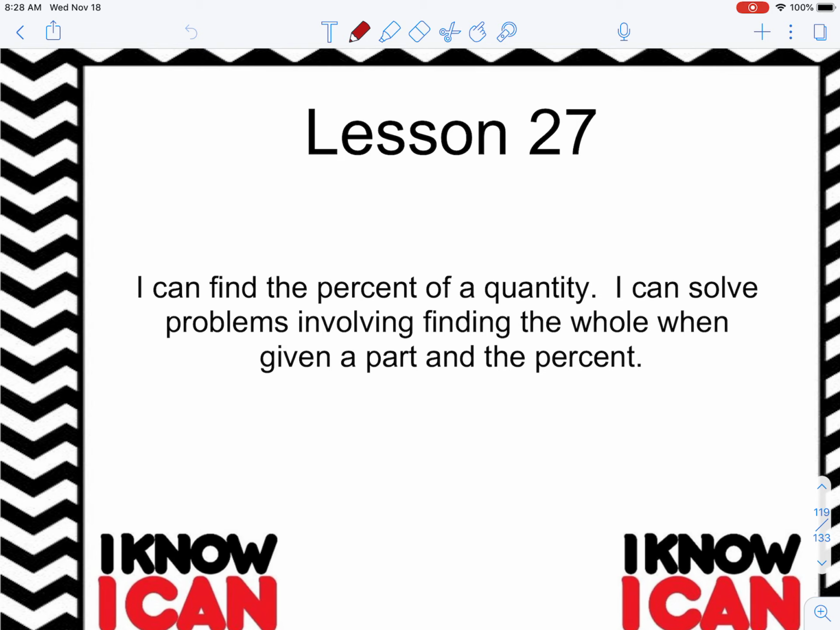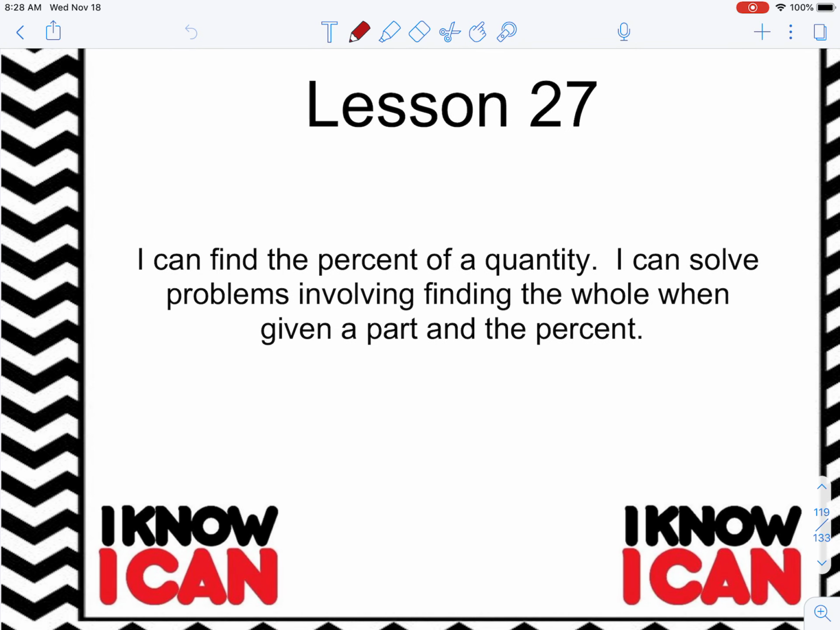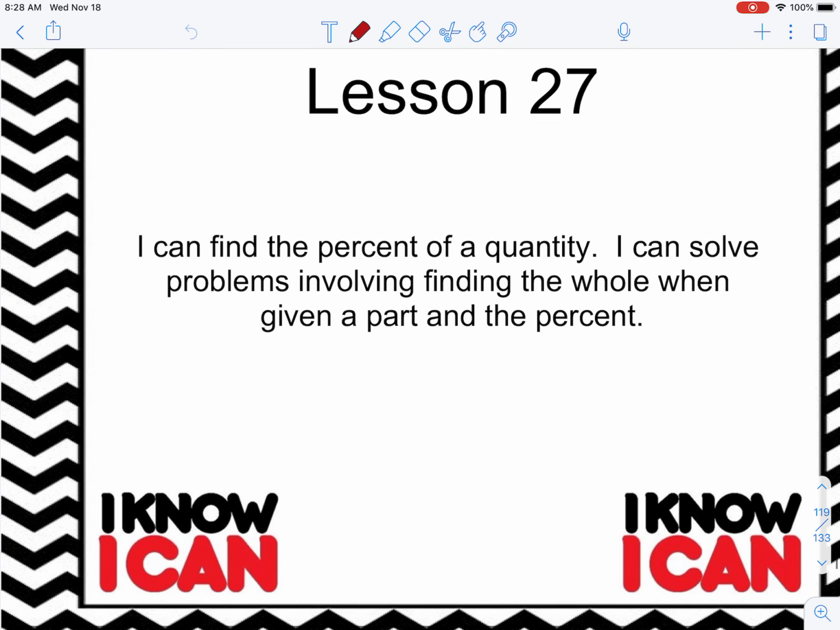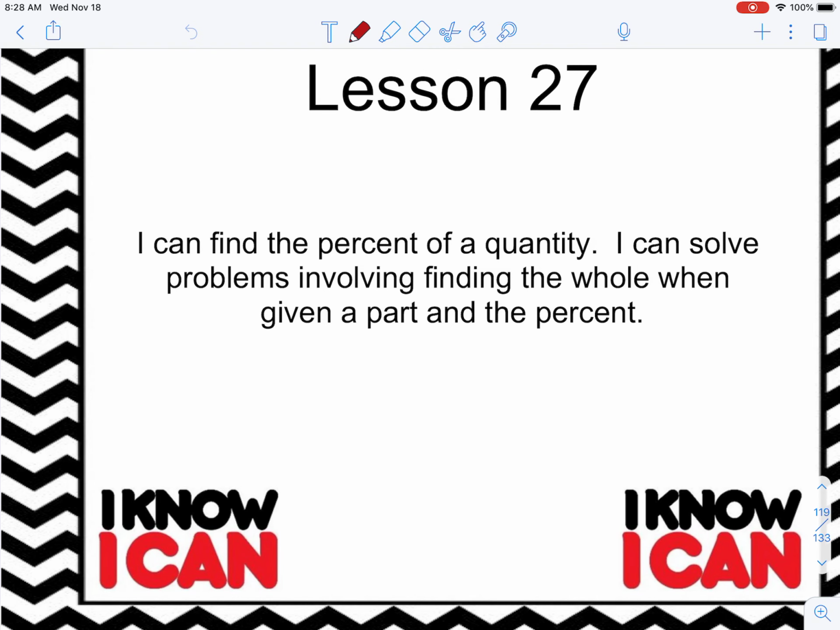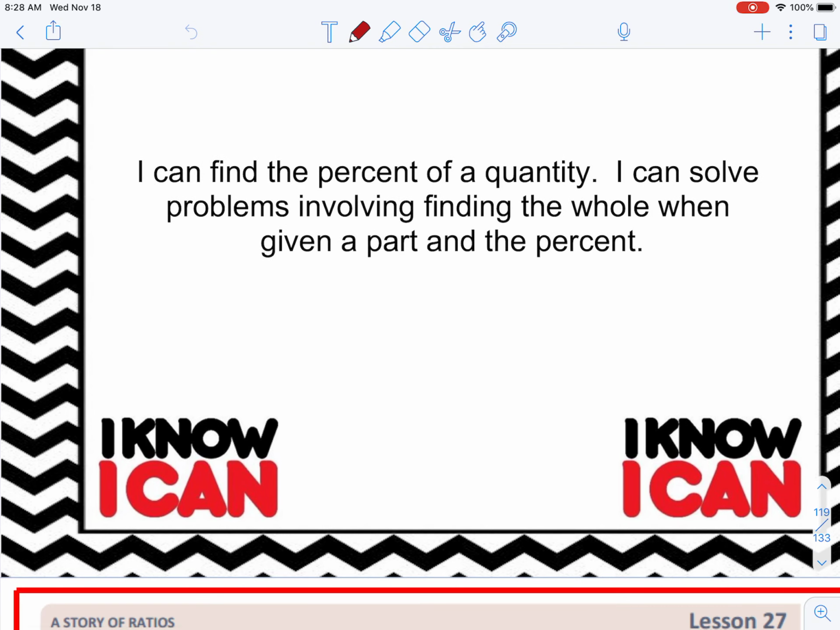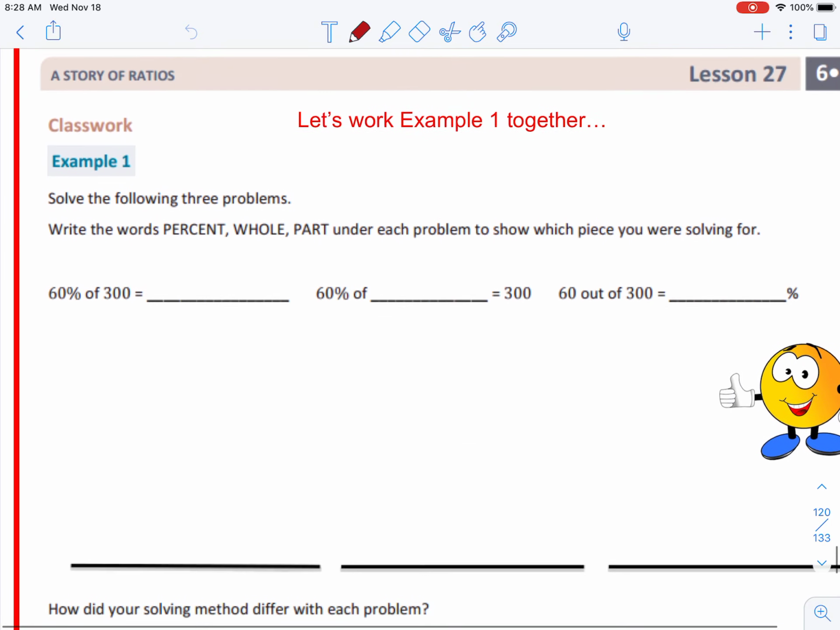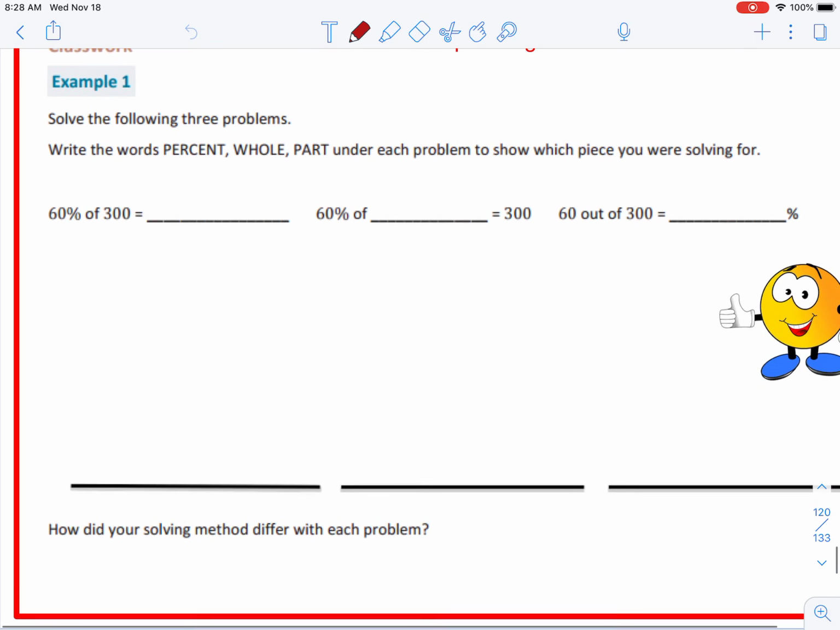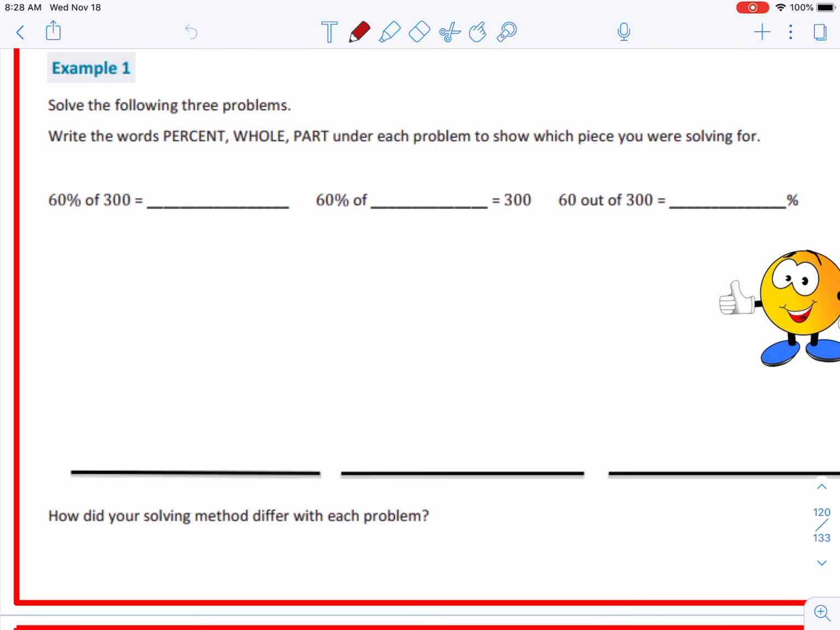Today's lesson is lesson 27. Our objective says I can find the percents of a quantity. I can solve problems involving finding the whole when given a part and the percent. So we're going to continue finding percents of a quantity. Let's look at example 1. Solve the following 3 problems. Write the words percent, whole, part under each problem to show what piece you were solving for.